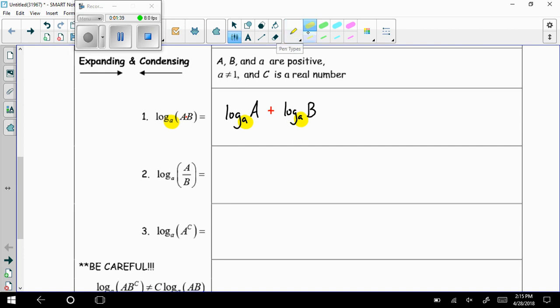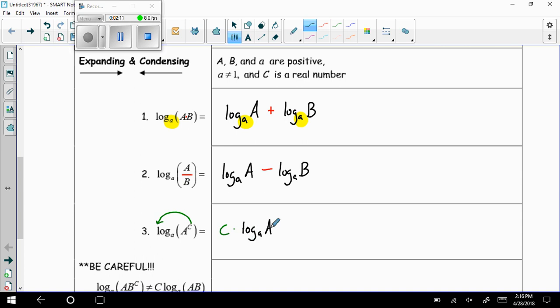So when I refer to the second rule, again, I'm looking at that division sign, and when I split this up, it becomes log base A of A. Division goes to subtraction, and it becomes log base A of A minus log base A of B. And last but not least, we have a power rule. So if I have an exponent, I can kick this to the front, and this becomes C times log base A of A.